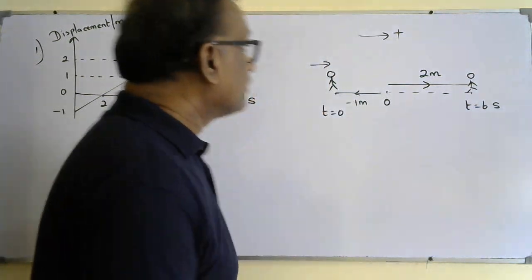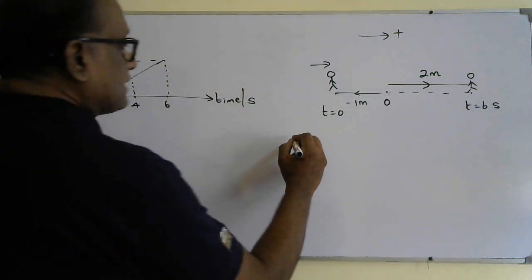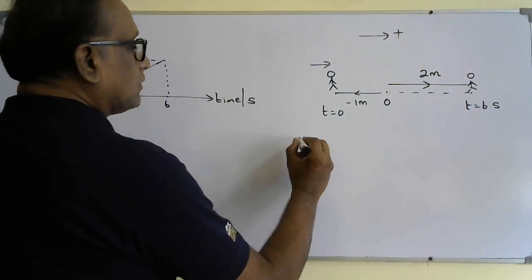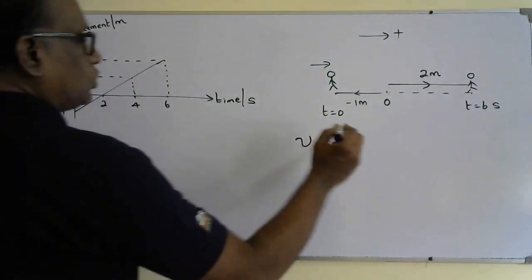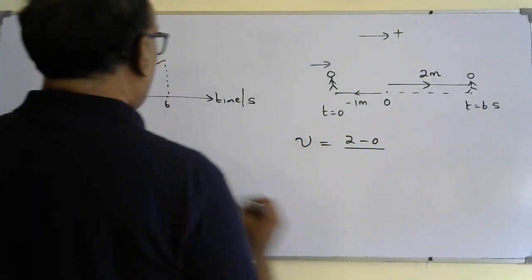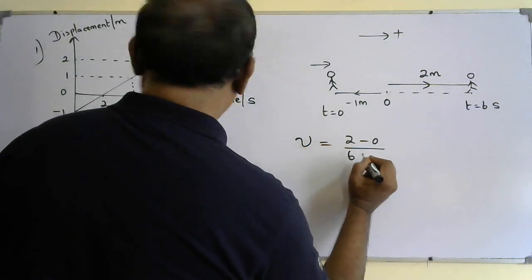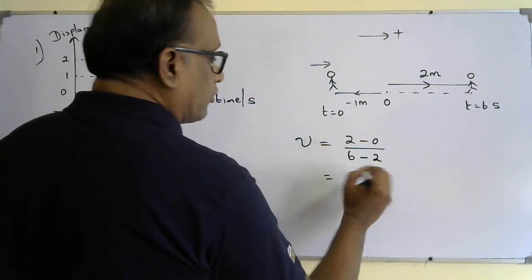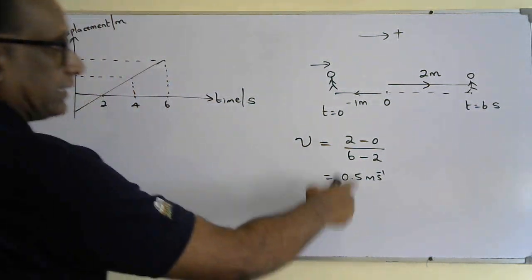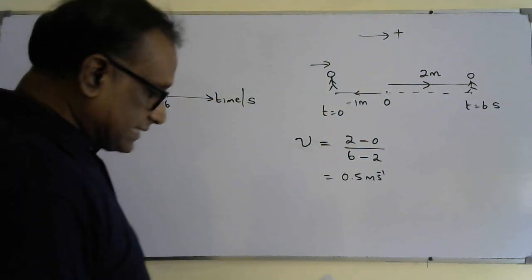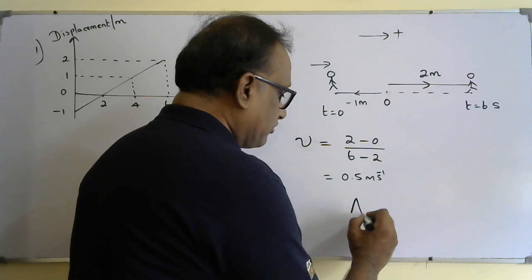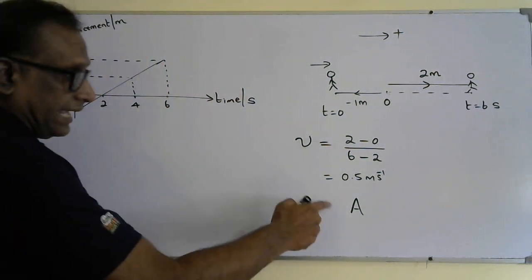For the velocity, find the gradient of the slope. Velocity is the gradient, which is equal to (2 minus 0) over (6 minus 2), that is 2 over 4, which is 0.5 meters per second. That is a positive quantity, towards right. So the answer is A: displacement 2 meters, velocity 0.5 meters per second. For the first question, the answer is A.